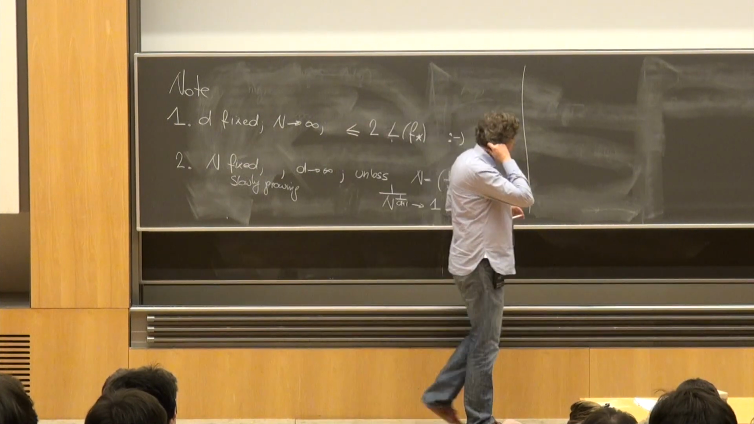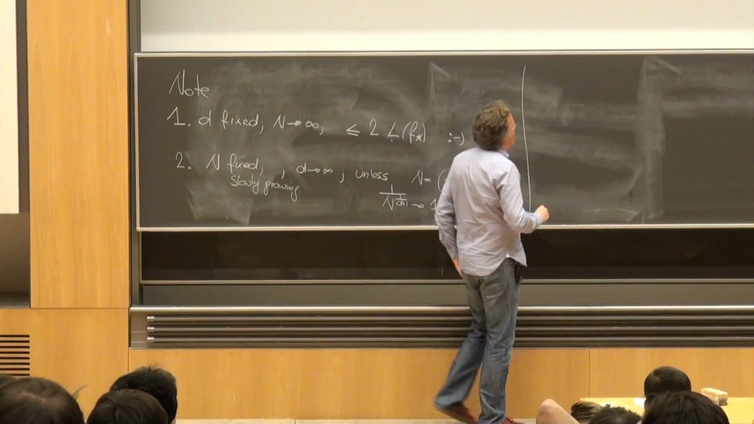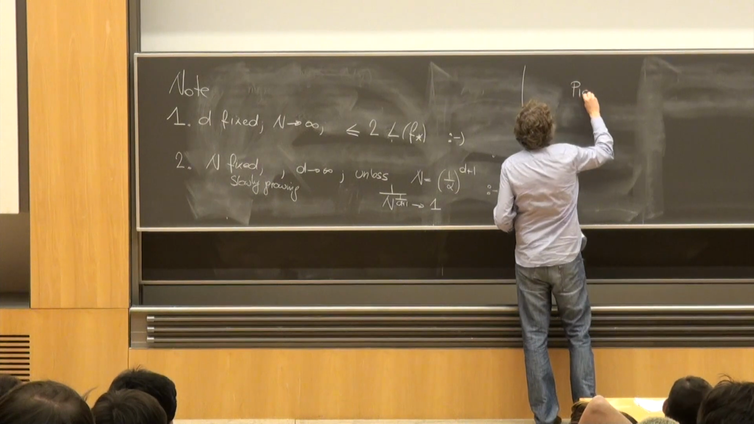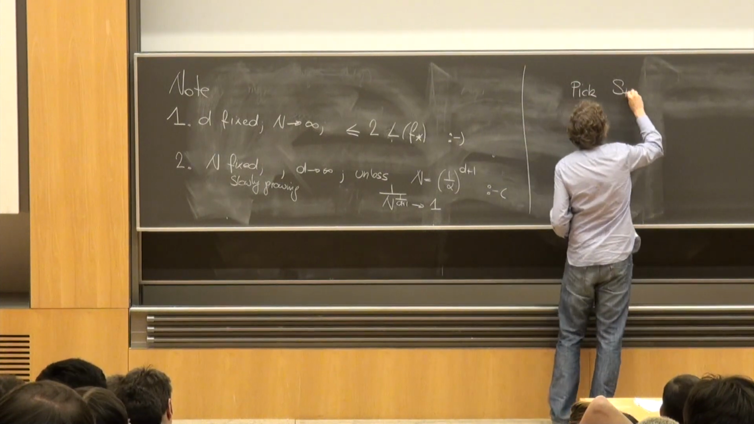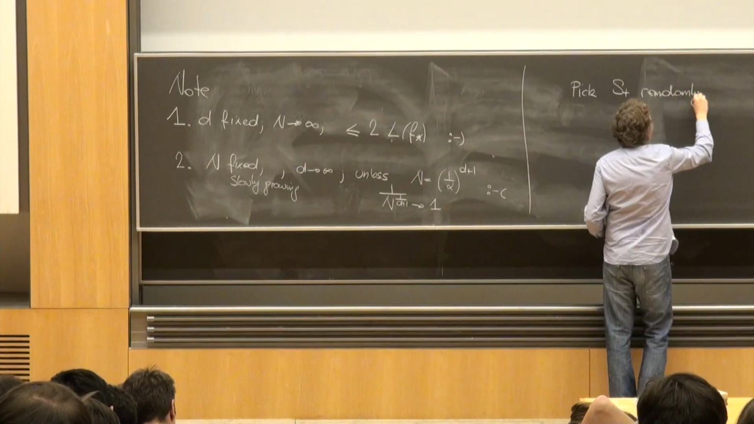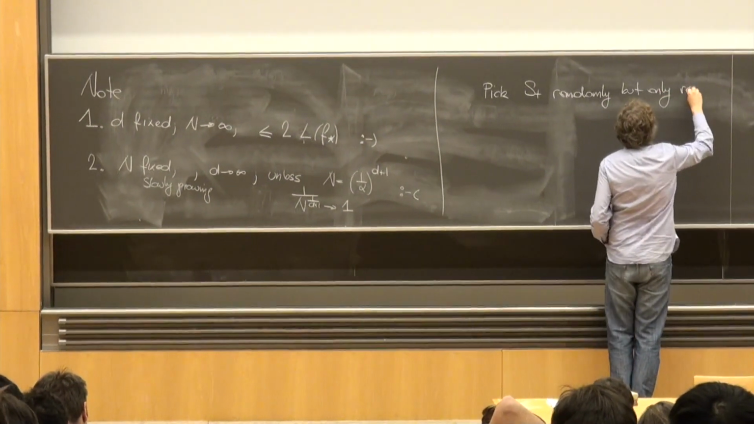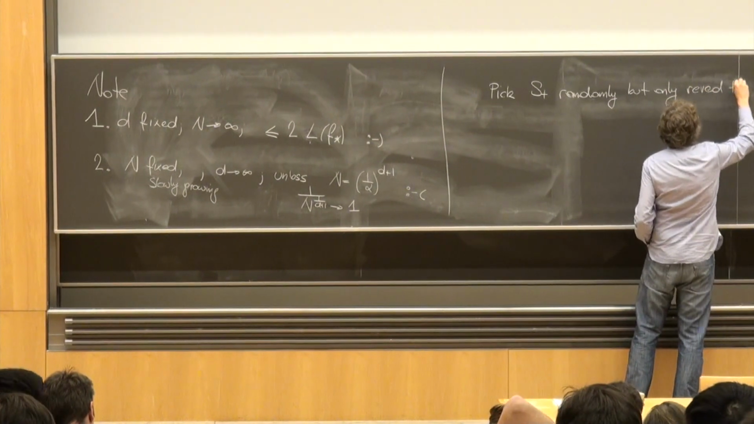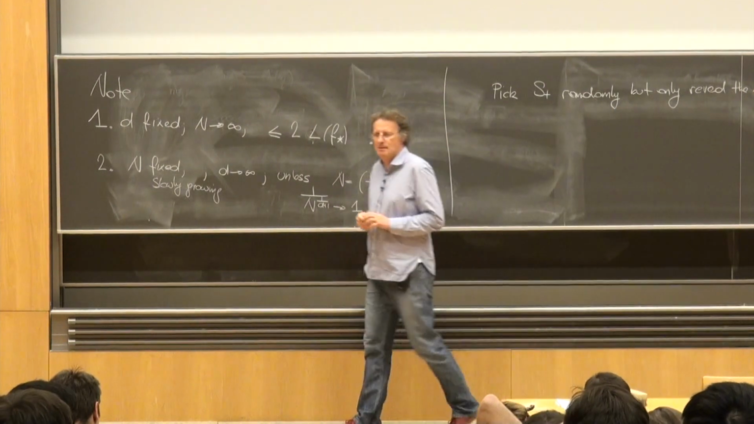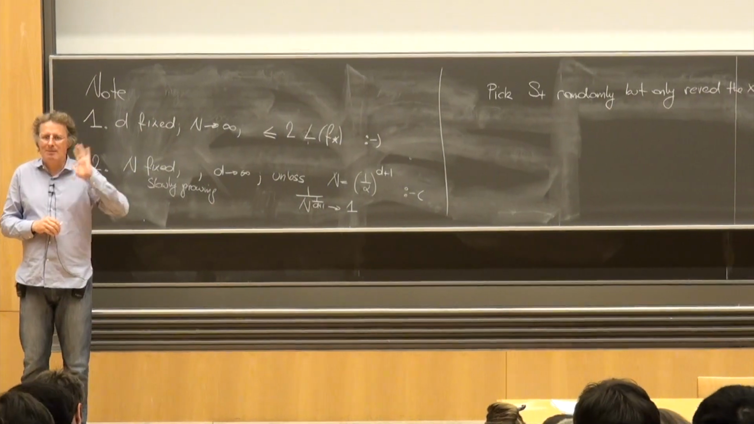So now, how do we analyze it? How do we go about it? Imagine that we do the following. Pick S_T randomly, but only reveal the x_1 to x_n. So someone picks for me the whole set S_T, but only reveals to me the x's right now. The labels I don't reveal.